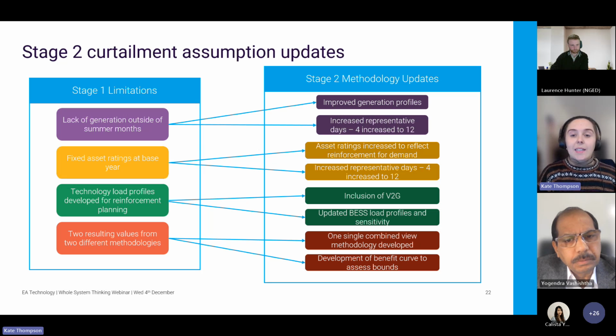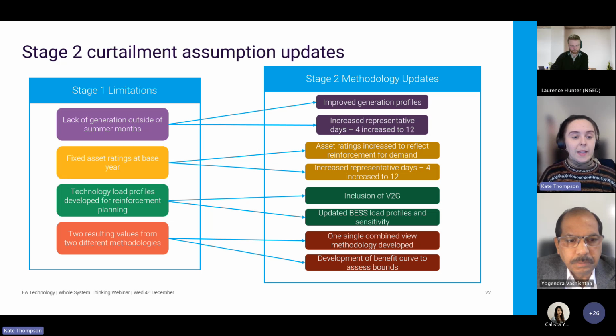We added additional technology profiles that weren't included in stage 1. This was particularly around V2G, and also how we addressed and looked at battery energy storage within the models and performed a sensitivity around this.